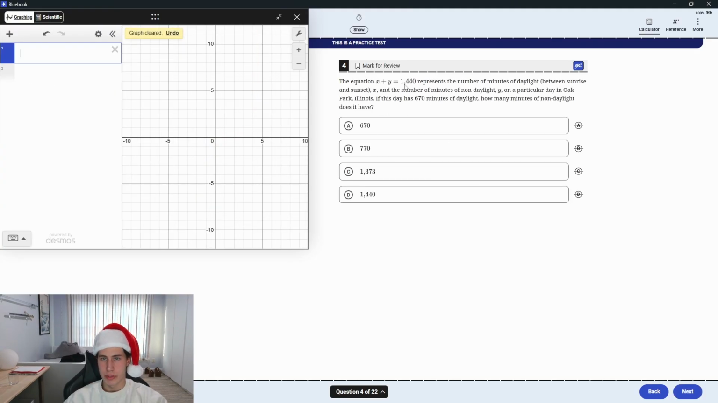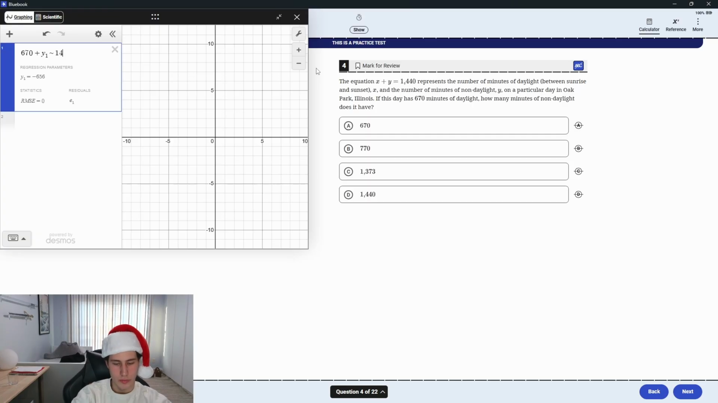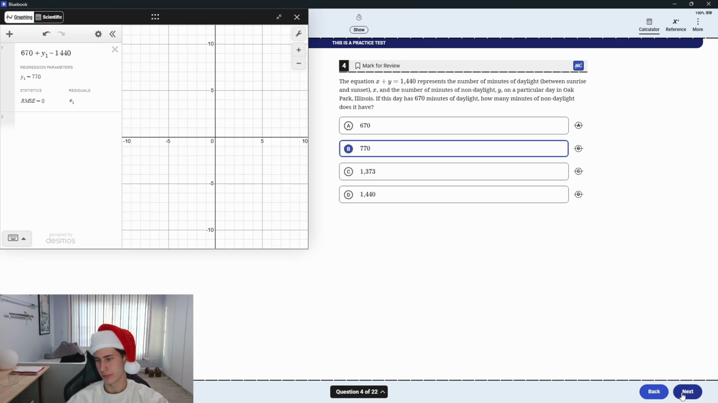In the equation x plus y equals 1440, the equation represents the number of minutes of daylight between sunrise and sunset, x, and the number of minutes of non-daylight, y, on a particular day. If the day has 670 minutes of daylight, how many minutes of non-daylight does it have? So x is daylight, so we have 670 plus y equals 1440. So what is y? 770. So that's our answer.